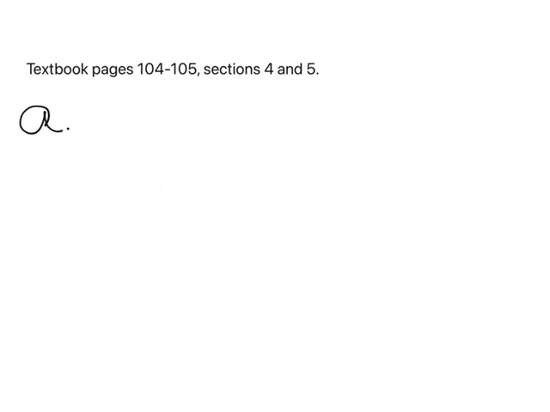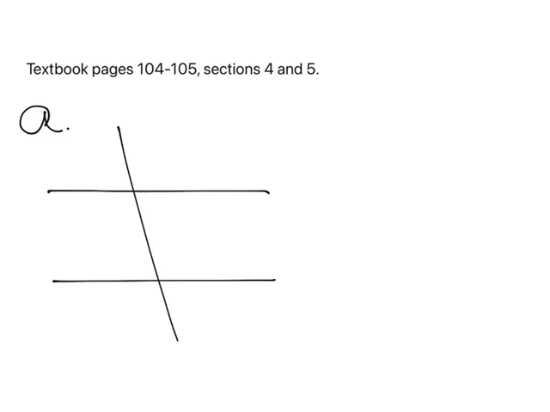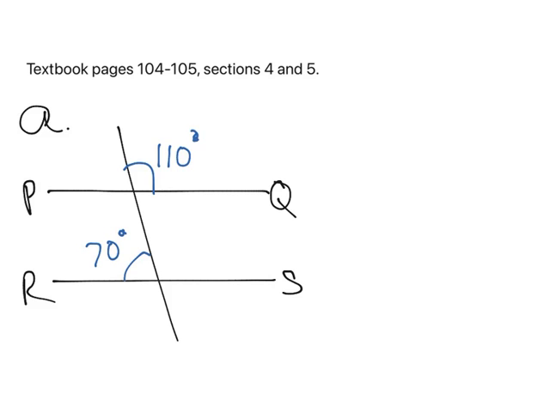First of all, with A, we are given our lines here. We've got P, Q, and RS, and we are given angle 110 and angle 70 degrees. It's really hard to draw on my tablet using just my finger here, so I apologize for my drawings again.